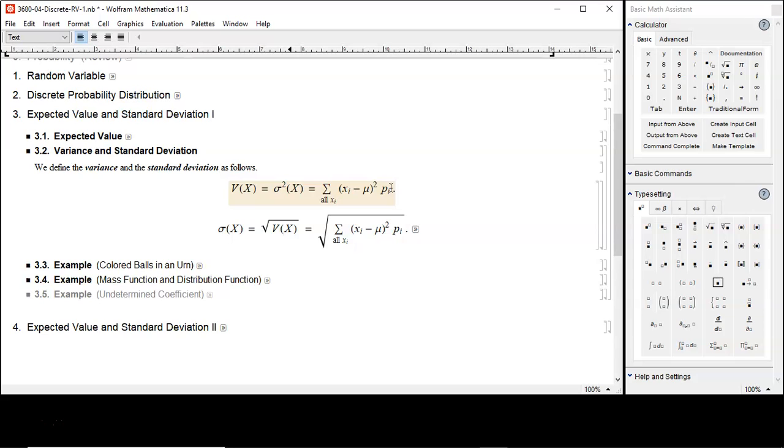Because I squared everything, I'm measuring how far away each payoff value is from the expected value. And then I multiply by the probability and add it up. So basically I'm taking the average. So on average, how far those are, how spread out those data are.